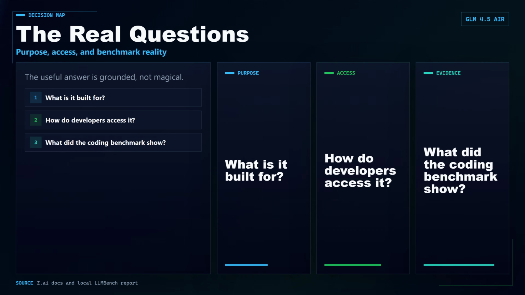By the end, you should have a grounded answer to 3 questions. What is GLM 4.5 Air actually built for? What do the open weights, hosted pricing, and API support mean for a real developer workflow? And, most importantly, what did the model do in a coding benchmark that was narrow, local, and honest about failures? The short version is promising, but not magic. This is a model to test carefully, not a model to trust blindly.